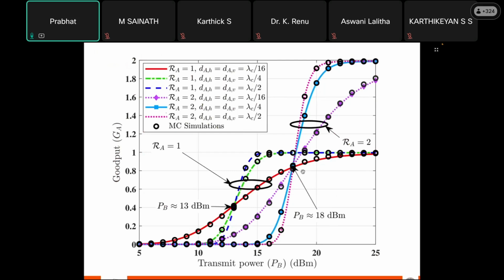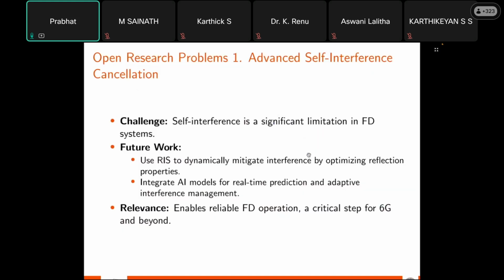This reversal is basically because of the trade-off between the spatial correlation. Spatial correlation is severe for higher spacing for the RIS. Spatial correlation is severe for lower spacing of the RIS elements, right? So I hope this is clear.